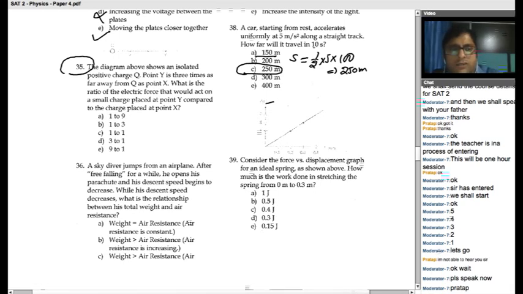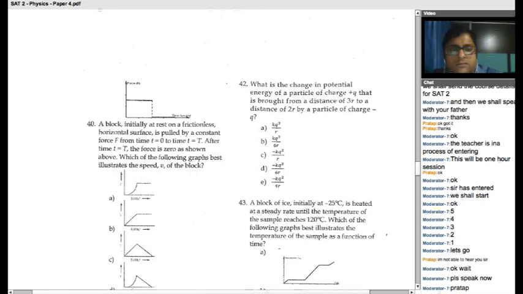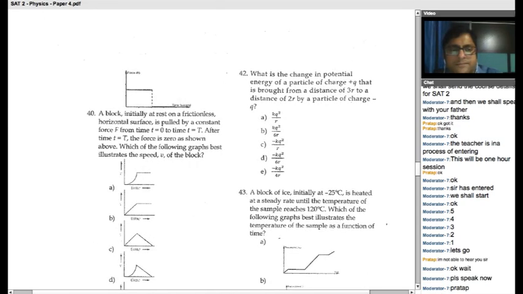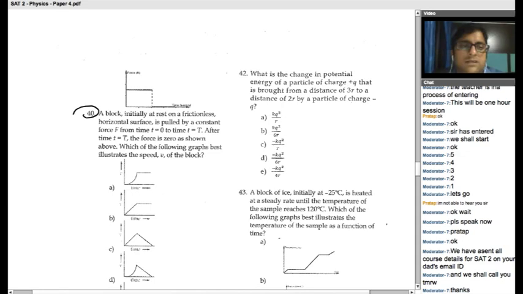Okay, can you look at 40th? Yes, so what is the answer? See, when the force is constant, it means there is a constant acceleration. When acceleration is constant, it means the v versus time graph will be a straight line. It should be something like this. When there is no force, the velocity will become constant. This is the answer.